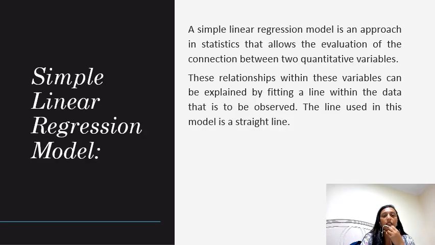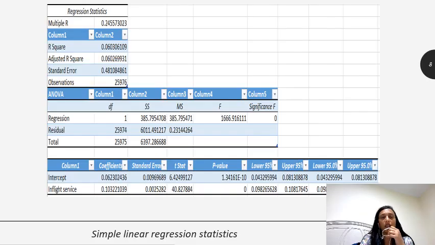The next one is the simple linear regression model. A simple linear regression model is an approach in statistics that allows the evaluation of the connection between two quantitative variables. One variable is represented as x and is independent, and the other is y, which is dependent. It is used to know the value of the dependent variable with respect to the independent variable and the strength of the relationship. As per the regression statistics, the multiple R tells the strength of the connection between the variables.